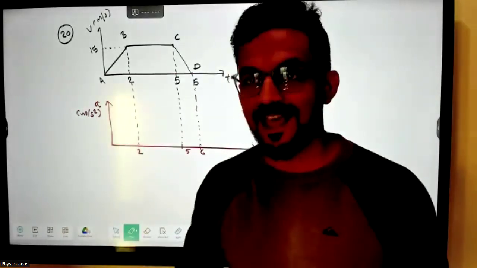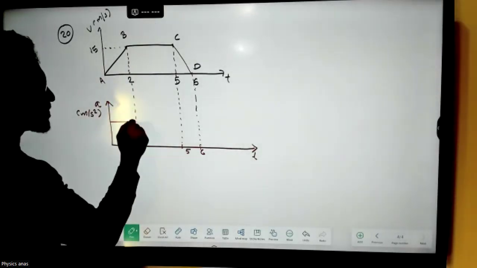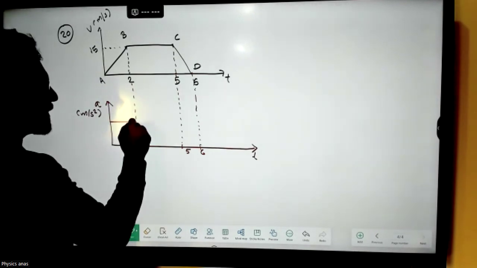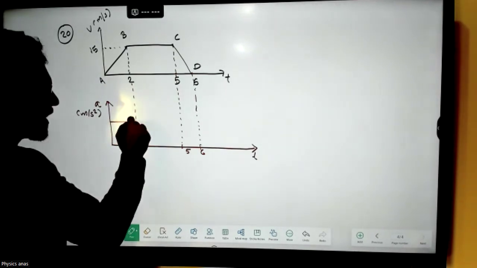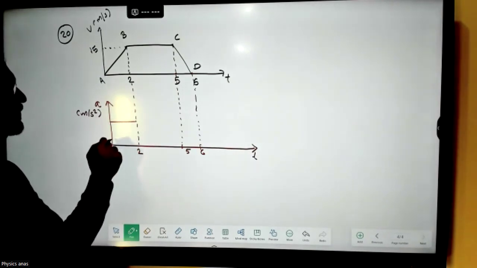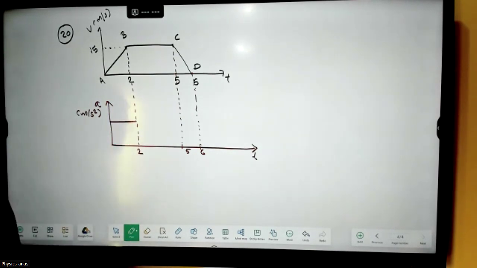So acceleration is a constant. That means you will have an acceleration like this. This will be the acceleration. And at T, this is the point A. From point A, you will have an acceleration like this. And what is happening after that?